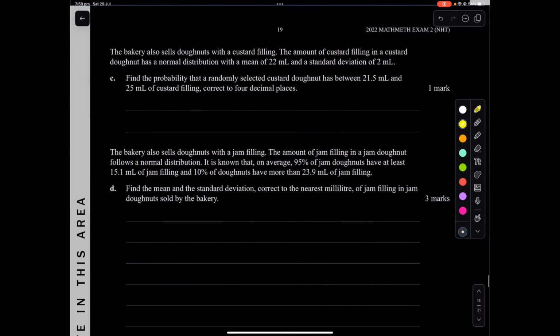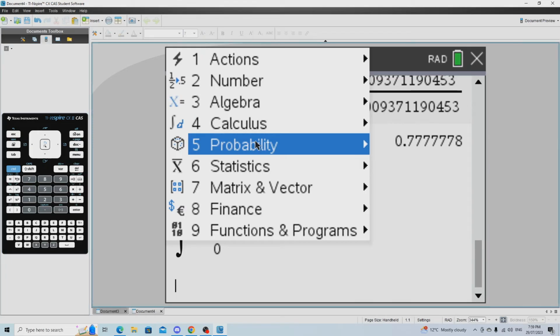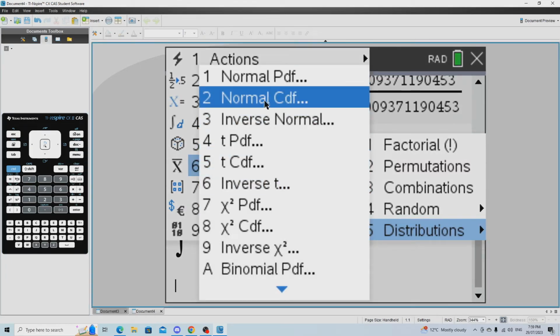Next question. The bakery also sells donuts with a custard filling. The amount of custard filling in a custard donut has a normal distribution with this mean and this standard deviation. We want to find the probability that a randomly selected custard donut has between 21.5 and this amount, correct to 4 decimal places. So using the menu, probability distribution, we're going to use normal CDF.